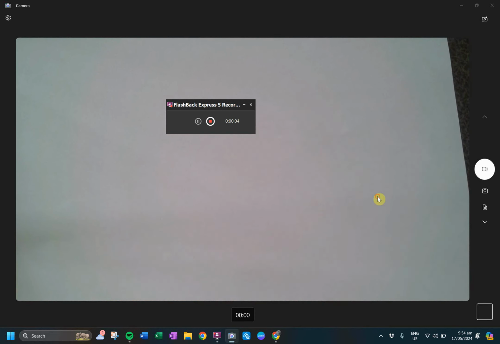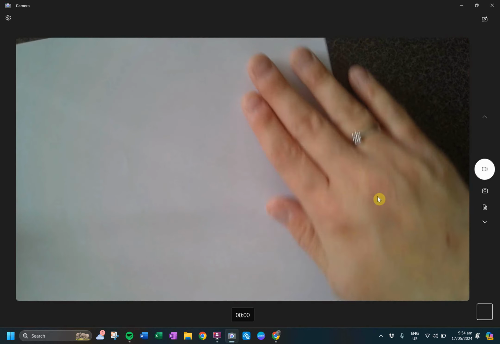Let's get started. I'm trying to think what way I like the paper. Maybe this way? I don't know why. I'll do it this way today.